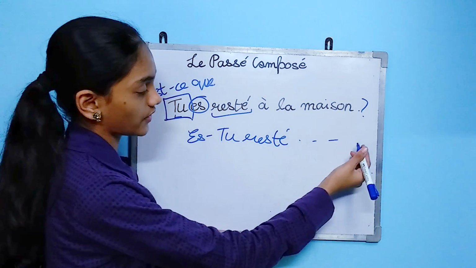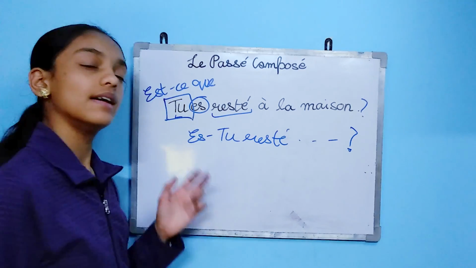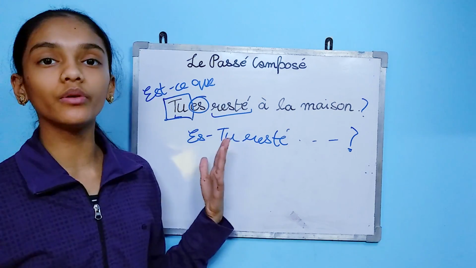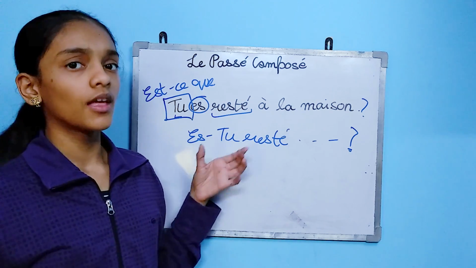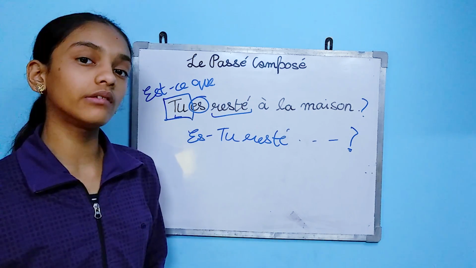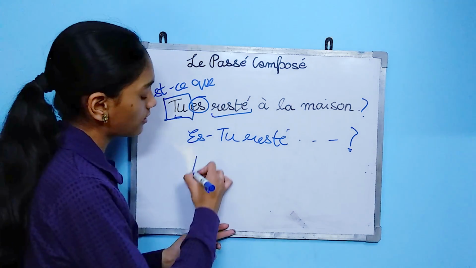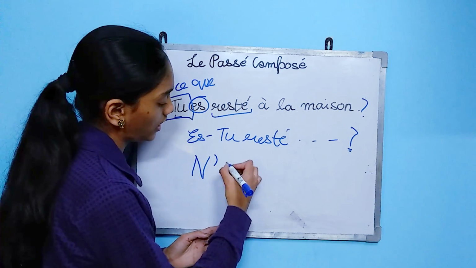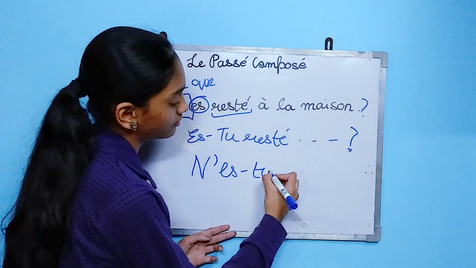And just the rest of the sentence and a question mark. And that is how simply you can do the inversion. Now if you want to do negation and inversion, then just write ne and pas.